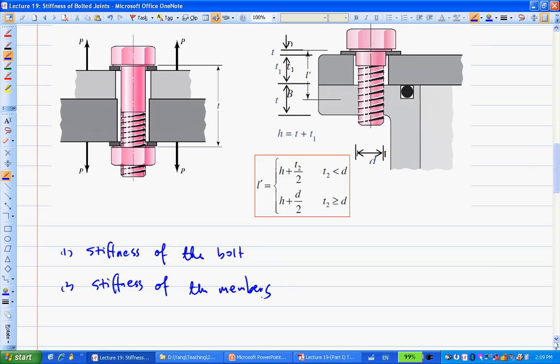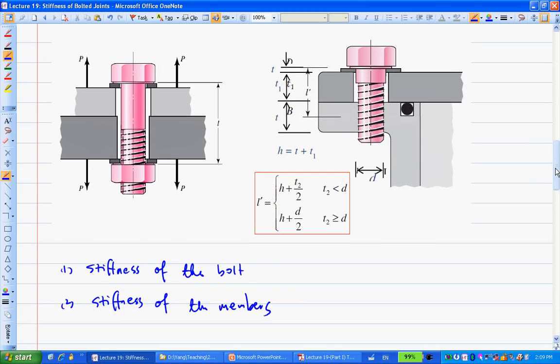Here's a couple of concepts we need to know before we calculate the stiffness of the bolted joints. You have a bolt here, and it goes through the two members, and there are maybe two washers here and there, right? So under the bolt and the nut, how many members? 1, 2, 3, 4 members here, right? Now, we have this concept called grip. This total length from this end to this end, the L here, is called grip. L represents the total length of the members being clamped.